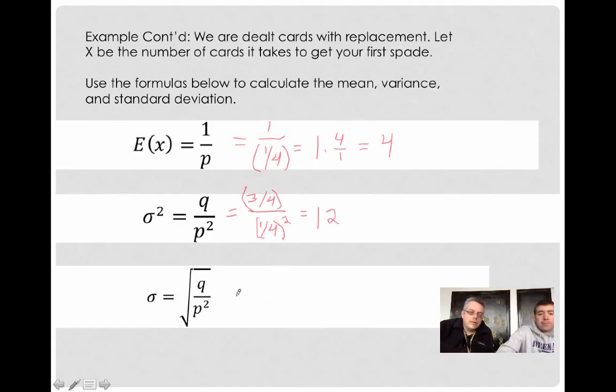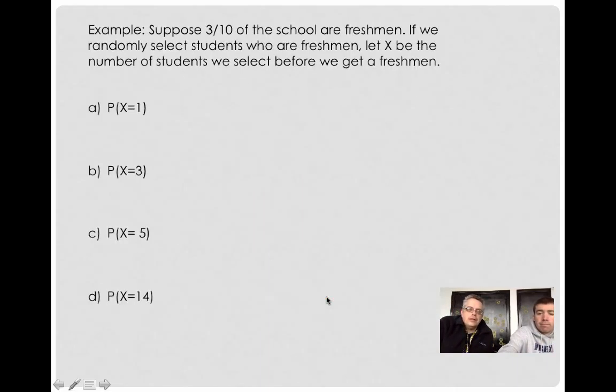And sigma is the standard deviation, it's just the square root of that. The square root of 12 is about 3.5, it's 3.46. So on average it's going to take 4 tries to get a spade, and that's the standard deviation. Okay, next example. We'll go through this kind of quickly.